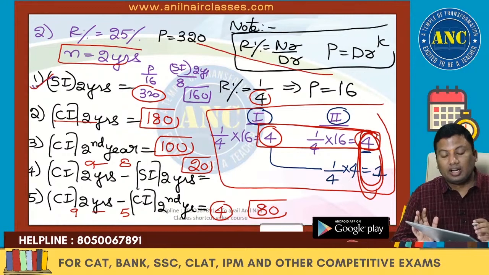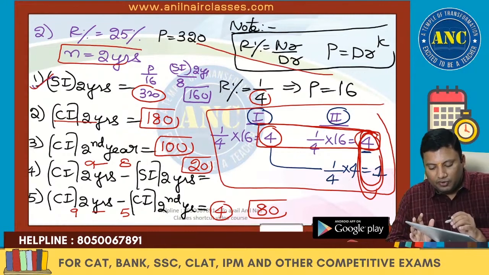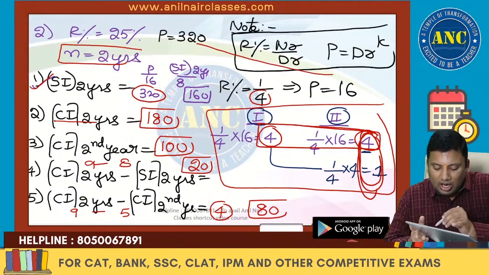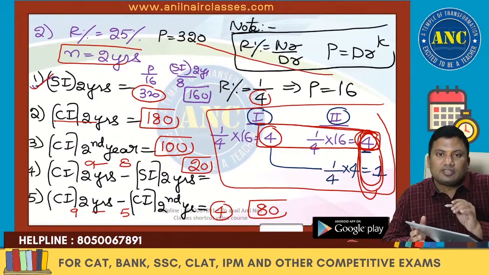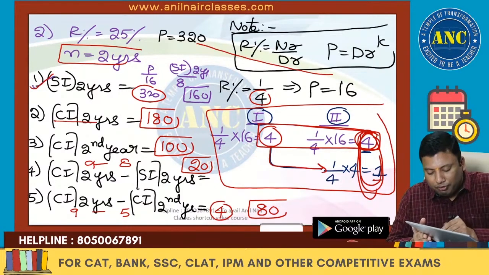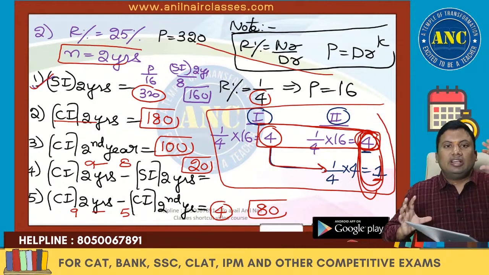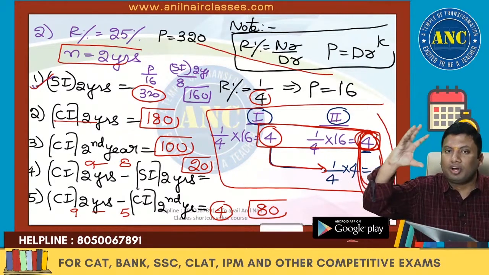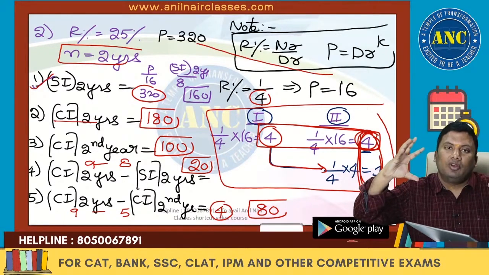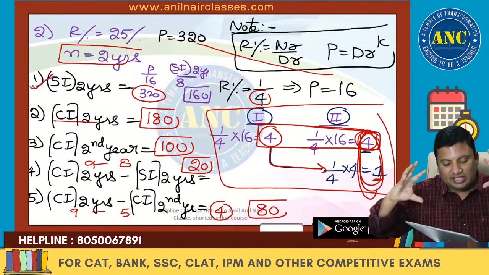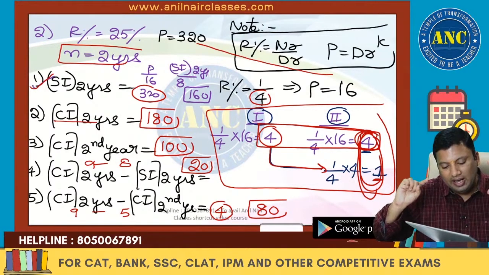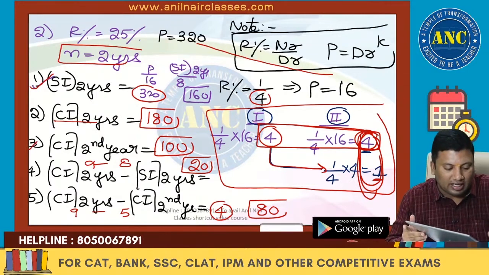First one is over. Now CI for the second year. CI is SI plus interest on interest. Already 4 is there, the previous interest amount. Interest on interest: 1/4 of 4 is nothing but 1. So SI for the second year is 4, and CI for the second year is 4 plus something, that something value is 1. CI for the second year is 5. 16 is becoming 320, so 5 into 20 is nothing but 100.